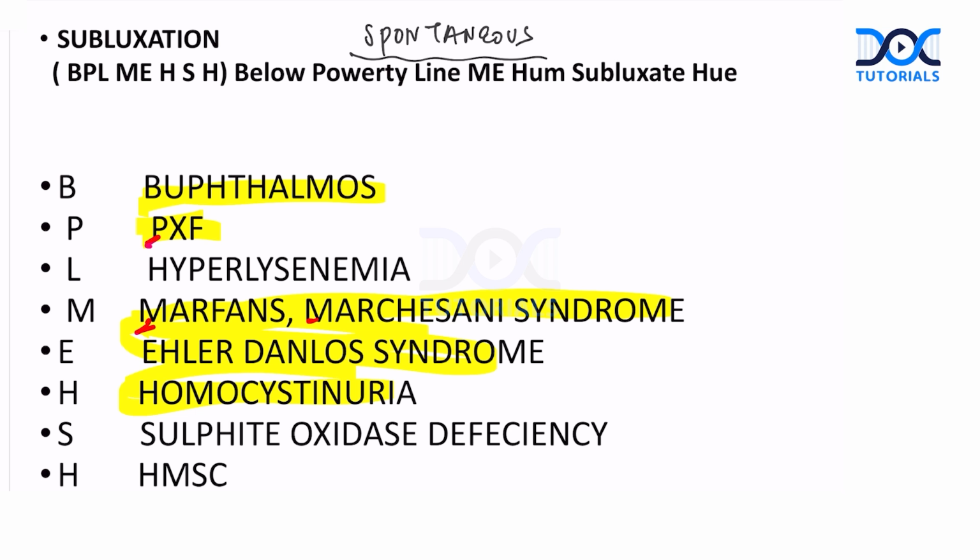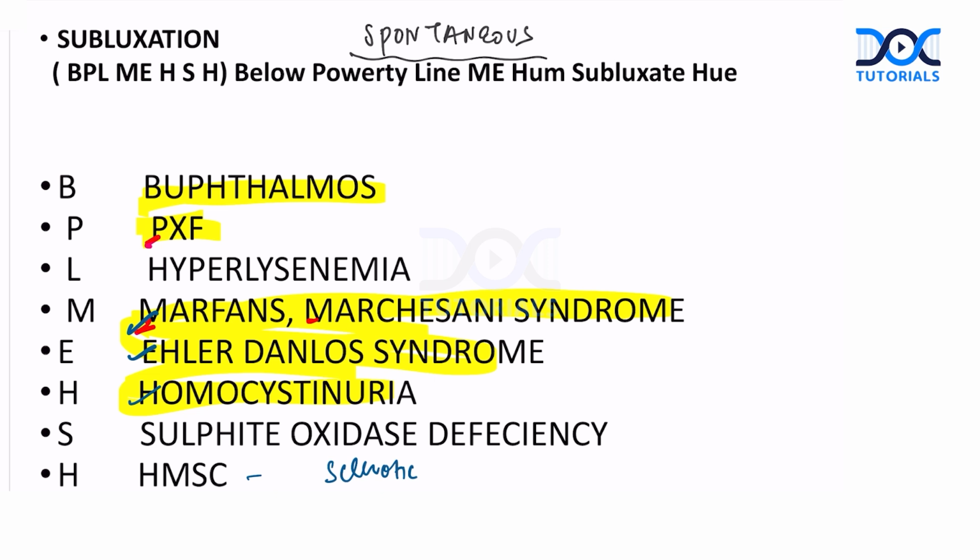Ophthalmos, we will read in congenital glaucoma why and how. Pseudo-exfoliation is a question itself. Marfan syndrome and Marchesani, very, very important syndromes. So are Ehlers-Danlos and homocystinuria. Because all three of them are disorders where you have problems in the collagen, and problems in the collagen will lead to problems in the zonules. So there can be spontaneous subluxation. So you have to understand the topic and then you can answer it very easily. So HMSC, which type of HMSC? We have read earlier the sclerotic type of HMSC, you can have subluxation without trauma, isn't it? So these are very, very important causes.